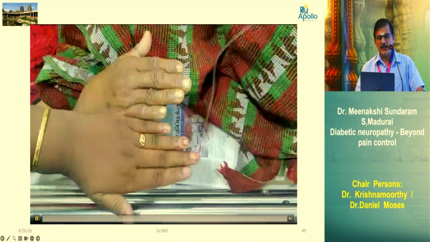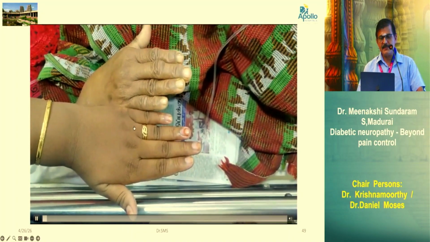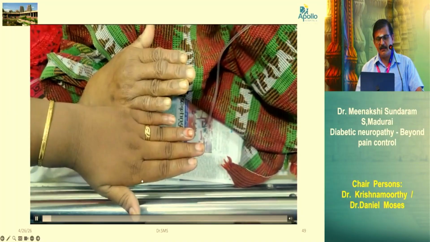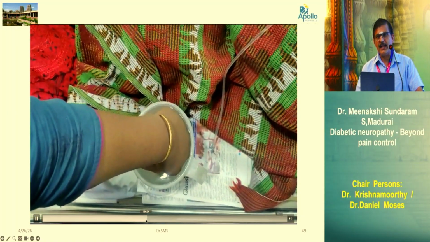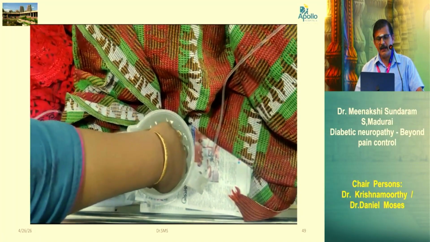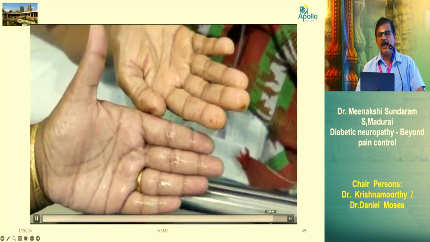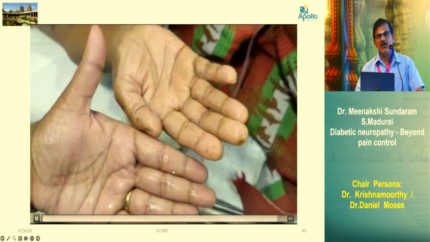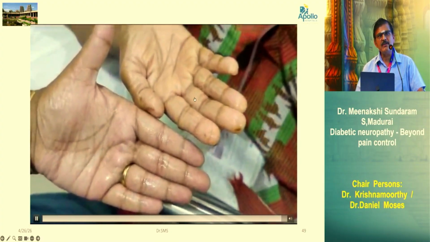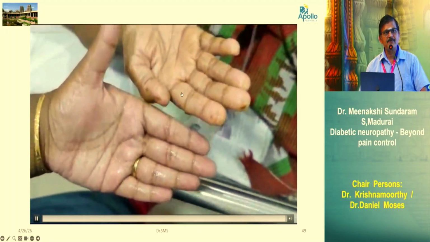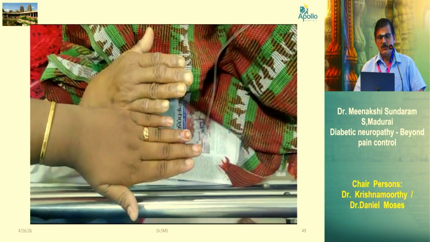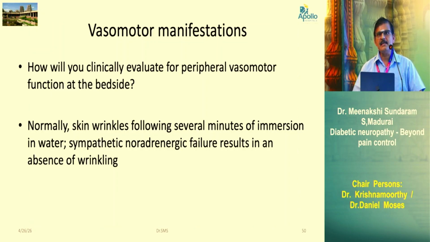Now here this is the patient, this is the daughter and this is the patient, and ask them to put the hand into a glass of water, and you look at that. At the end of it, you ask them to show the hand. I'll run the video quickly, and you can see that there are wrinkles in a normal person. The absence of wrinkling is a sign of peripheral vasomotor dysfunction in patients with diabetes. So the clinical bedside evaluation is to look at the wrinkling after several minutes of immersing your hand in water, which is a function of sympathetic noradrenergic failure, which leads to this phenomenon.